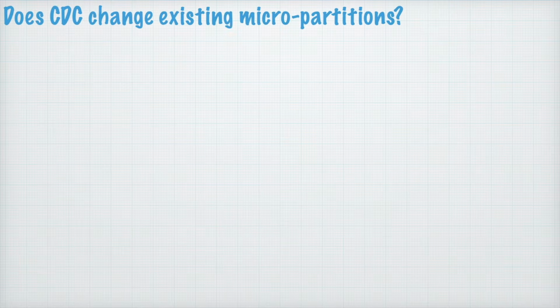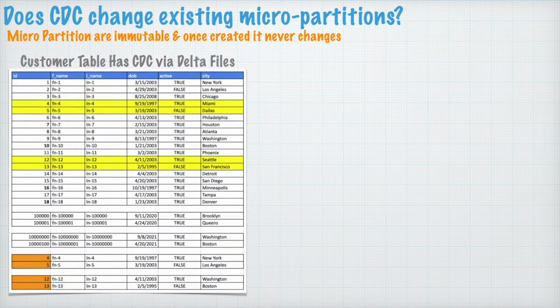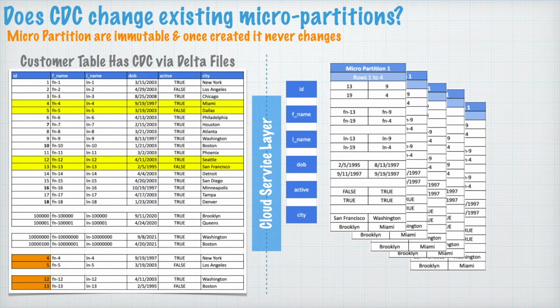Does CDC or delta file arrival change existing micropartitions? Micropartitions are immutable, and once created, they never change. So let's say we have this large customer table having terabytes of data and also eligible for CDC processing. The Snowflake cloud service has already created thousands of micropartitions as per its initial data load. Now we have two delta files with a handful of records. In your case, it could range from a few hundred to thousands of records. These data files not only consist of new records but also updates on the existing dataset, and your use case may have deletions too.